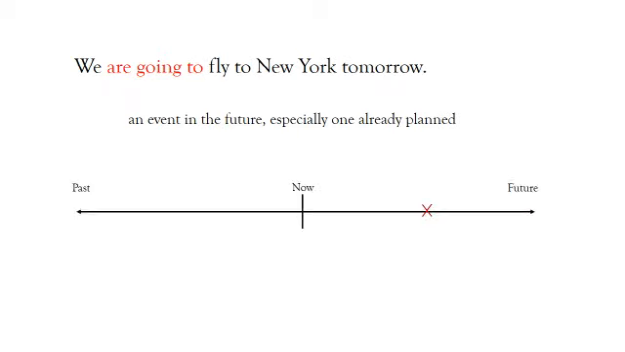So on the diagram, we are at the present moment, and the event that we are talking about is scheduled to happen in the future. And that's why that cross mark is in the future. We are going to, now we are here, and we are going to fly to New York, which is going to happen in the future. So are going to, which is a form of be going to, indicates the future time.